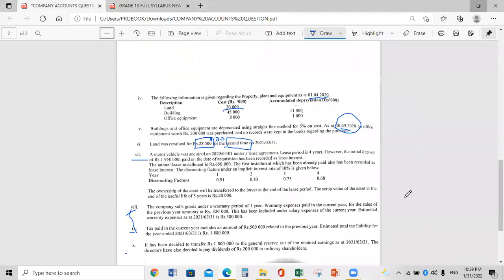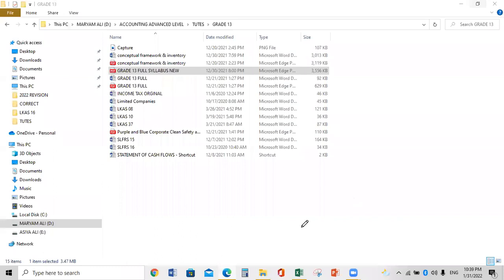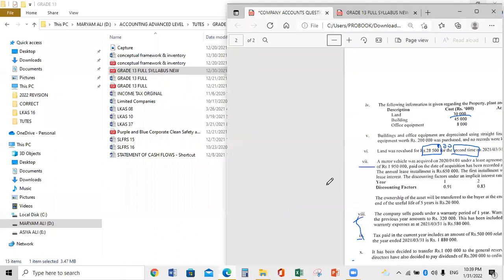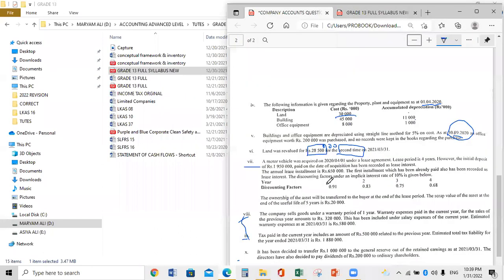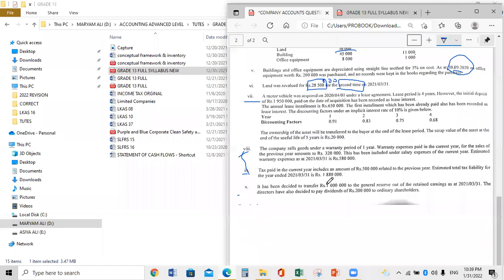Okay, now let's continue. So we are done with the land revaluation also. Now let's go to the next one. Now, guys, this is lease. We are going to study lease.